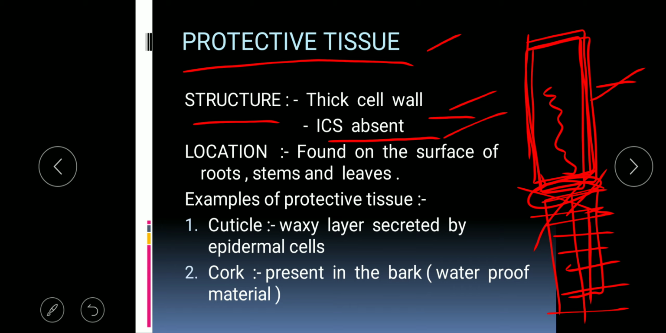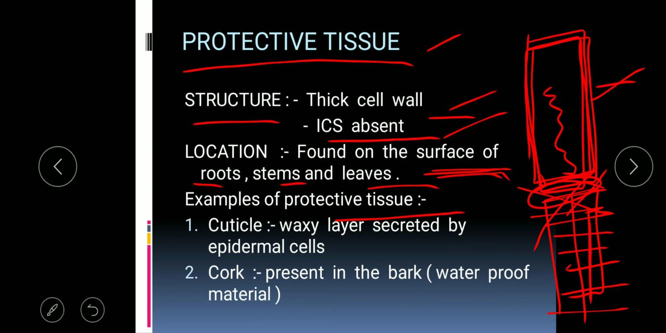Then where is its location? Have you seen anywhere that the boundary is made inside the house? No. The boundary wall is always outside the house, an outer boundary is made. So here also this protective tissue will be found on the outermost surface of the root, the stem and the leaf. And what will be its function? It will help in the protection.